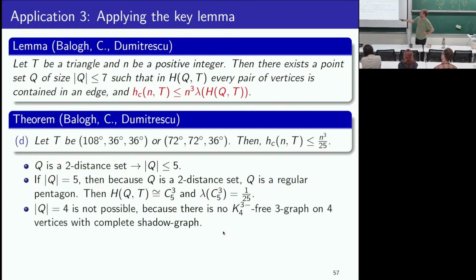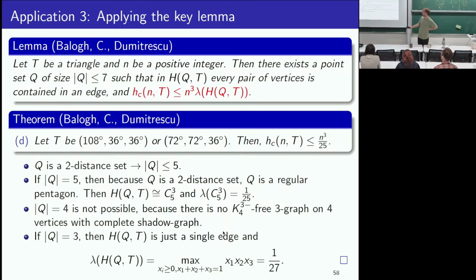We need to rule out the other 2 cases. What happens if Q has size 4? I'm claiming it's not possible because one can check that K4^3 minus is forbidden for those 2 triangles in the exact auxiliary 3-graph, and there is no K4^3 minus, that is, no 3-graph on 4 vertices with complete shadow. But Q had complete shadow in the exact auxiliary 3-graph. So Q of size 4 is not possible.